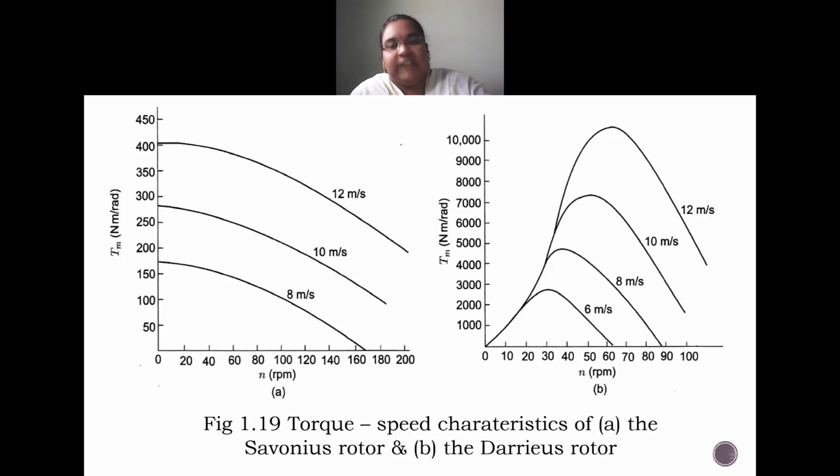Now look at the Darrieus rotor torque speed characteristics. Here you can see that the torque is zero at the starting and it is getting increased to a certain value and then getting decreased again. So there is a maximum point in the torque speed characteristics in the case of a Darrieus rotor.